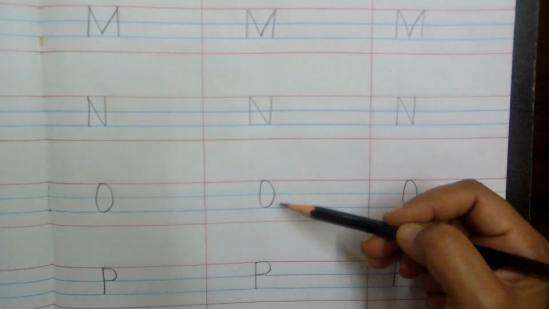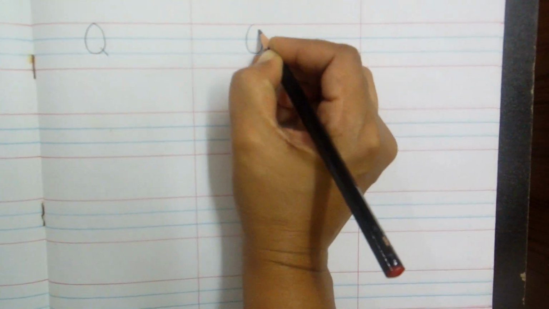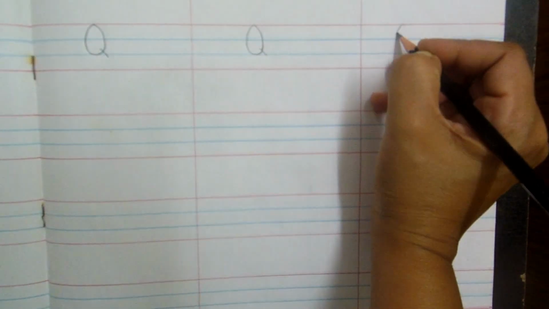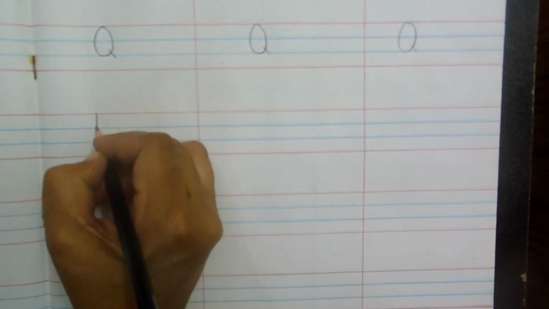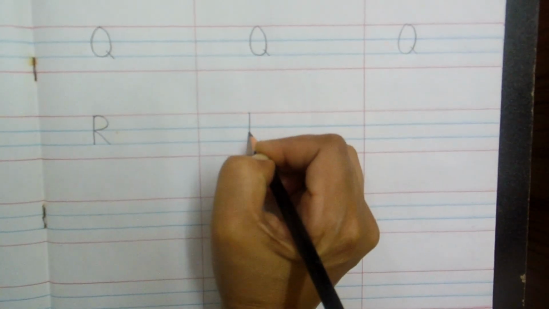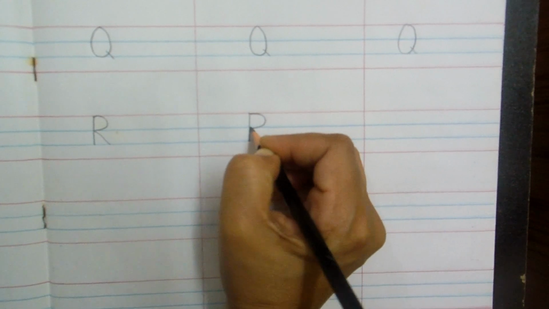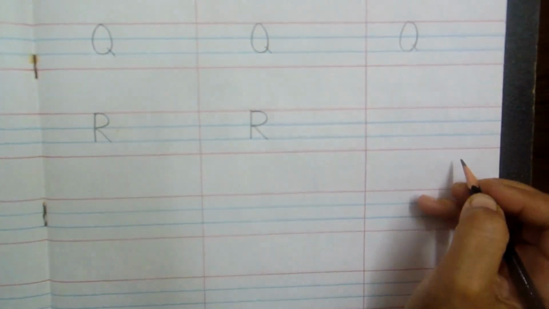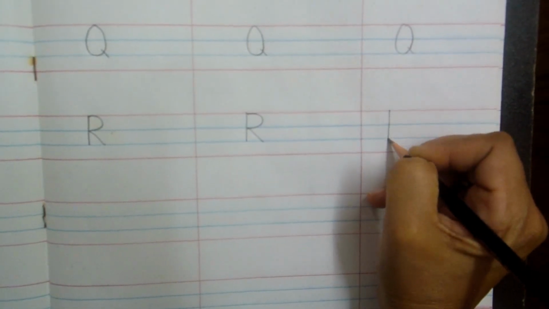M, N, O. Now let us make Q. So this is oval like O and small slanting line makes Q. Now let us write R. One standing line, one curve and slanting line makes R.